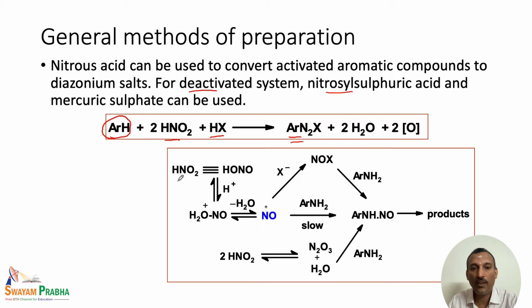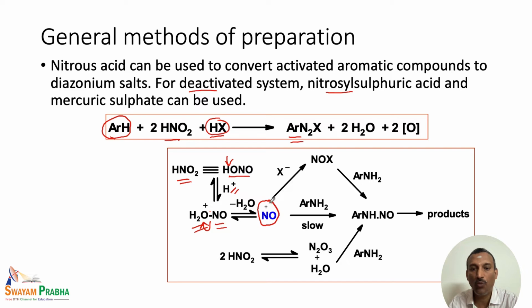So the nitrous acid can be written as HONO. Under acidic conditions, because we are carrying out the reaction under acidic conditions, protonation takes place on this particular oxygen. So we have the H2O+ ion that is formed in this reaction, and the H2O+ ion, which is a very good leaving group, can be easily lost. That leads to the formation of nitrosonium ion.